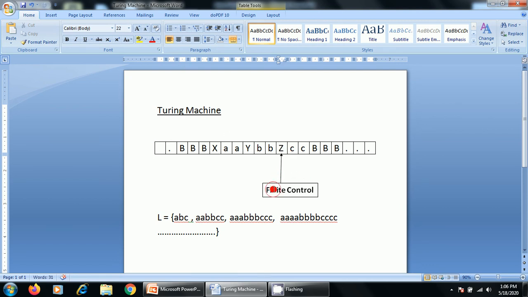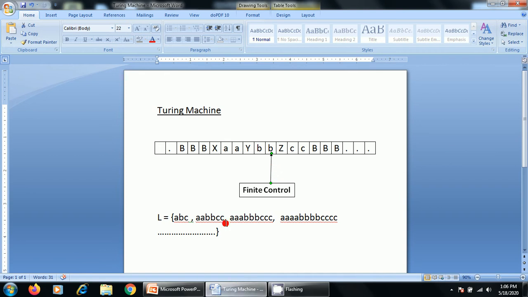Now why are we going left? On the left hand side, we are searching for the second A. Okay. If there is a Z, then move left. Now we'll cross all B, Y and all A. Now we'll search for the first X.